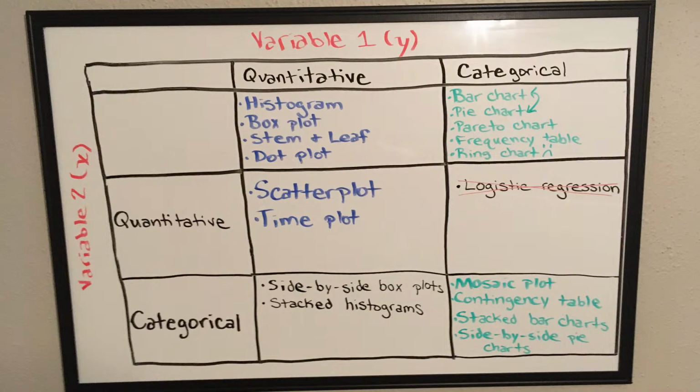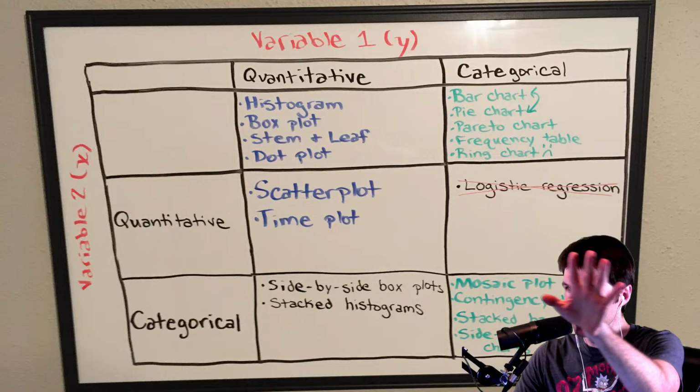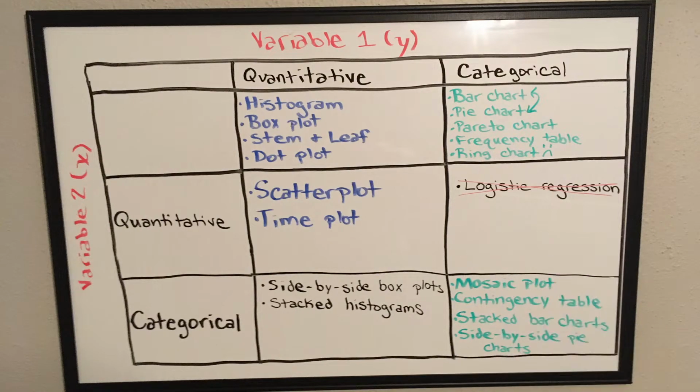In the top are the univariate displays because they only have one variable. In the middle of this, right around all these regions down here, are the bivariate displays. We don't do logistic regression in this class, so I X'd it out. But if you're looking for a univariate quantitative display of data, then you want one quantitative variable used, and you have histogram, box plot, stem and leaf, and dot plot up there in the corner.